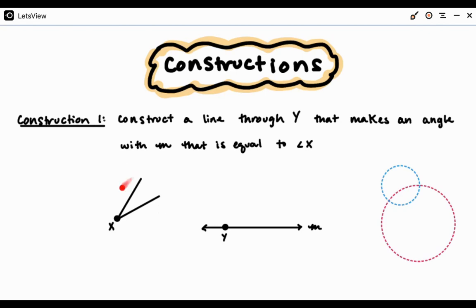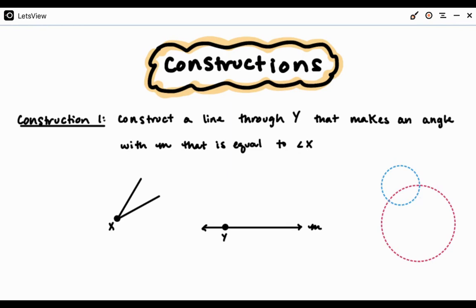If you're given an angle x, can we bring that angle over to be at y? So can I construct a line through y that would be at the same angle with m as x? Okay, so here's what we're going to do. I don't have a compass on my iPad, so I have some pre-made circles over here, but I'm going to walk you through the steps.